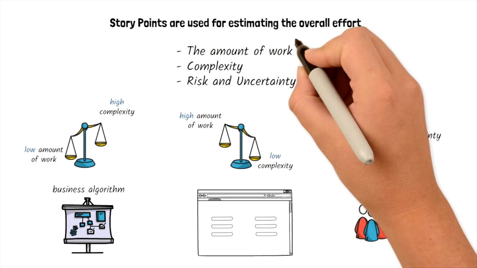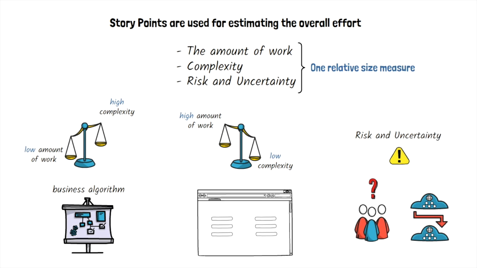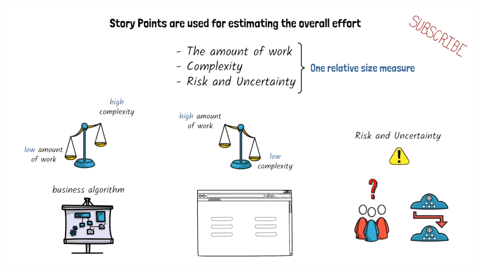Story points combine all these factors into one relative size measure. It's important for the development team to remember all these other factors outside of the amount of work when estimating. If user stories are higher in complexity, risk, or uncertainty, the story points should be higher in estimation. This is also based on the impact each has on the likely effort to complete the user story. This ends our video on what are story points in Agile.